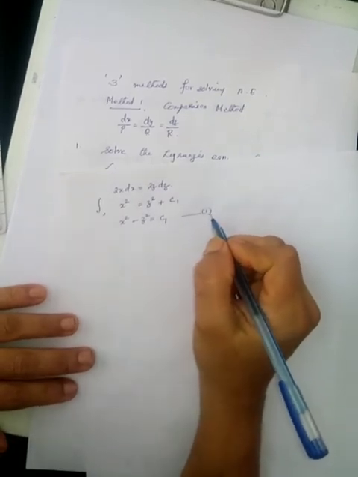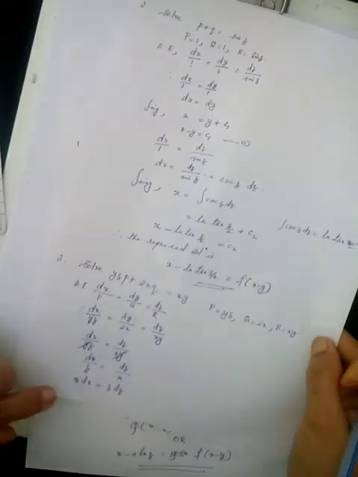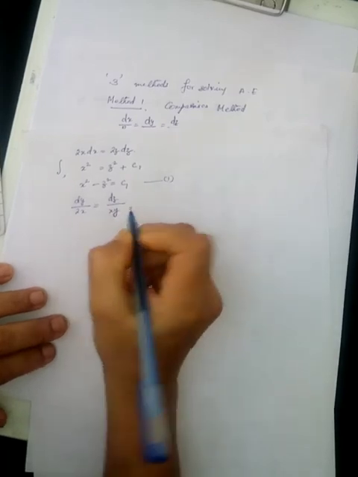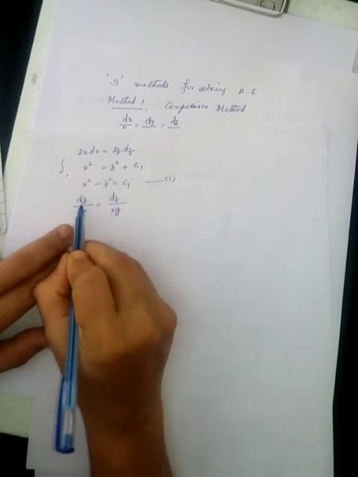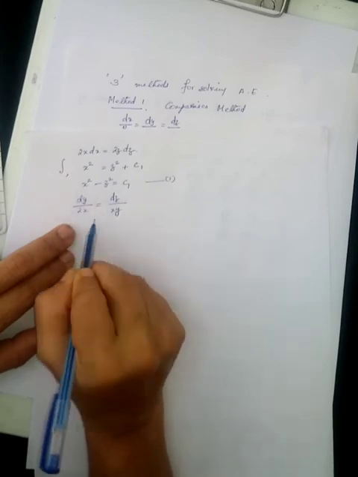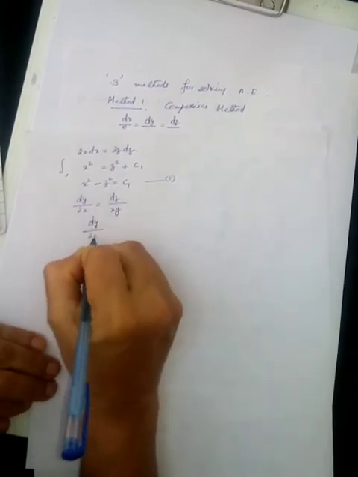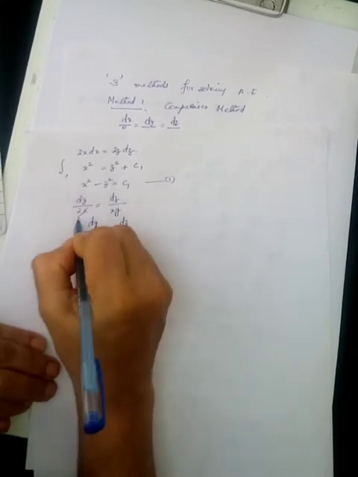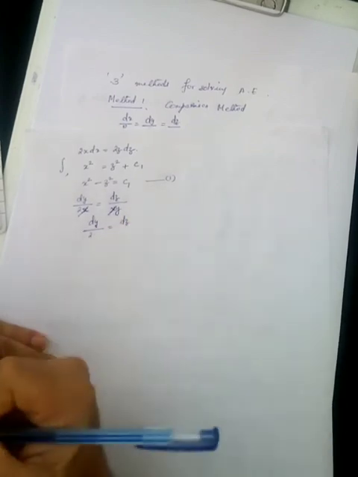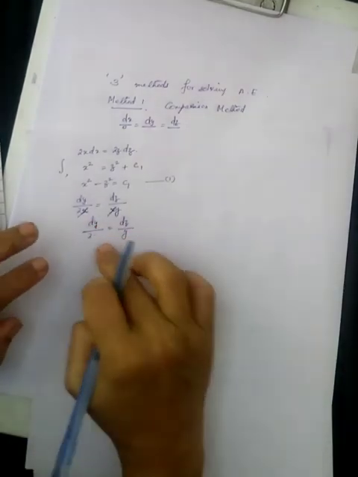In a similar way, we can compare the second and last ratio, that is dy by 2x equal to dz by xy. Here the additional variable is x, because integration should be done with respect to y and z. But x is common, so we can cancel, no problem. Cancelling x, dy by 2 equal to dz by y. Now cross multiply, because it is in variable separable form, in order to solve this equation.